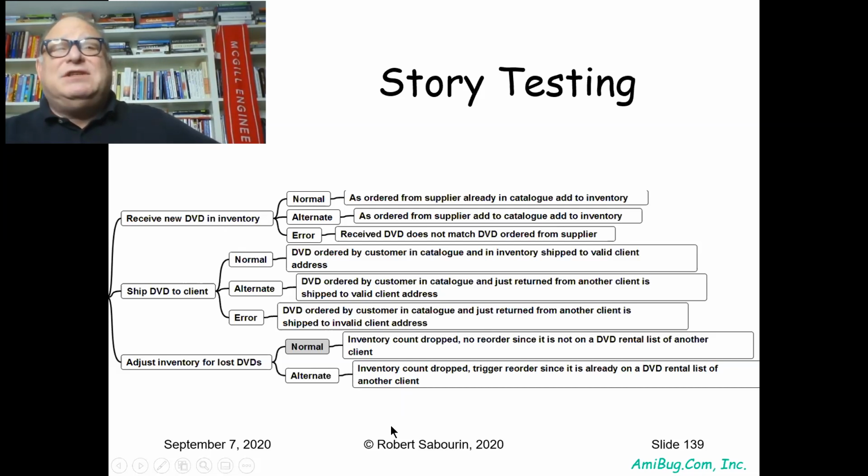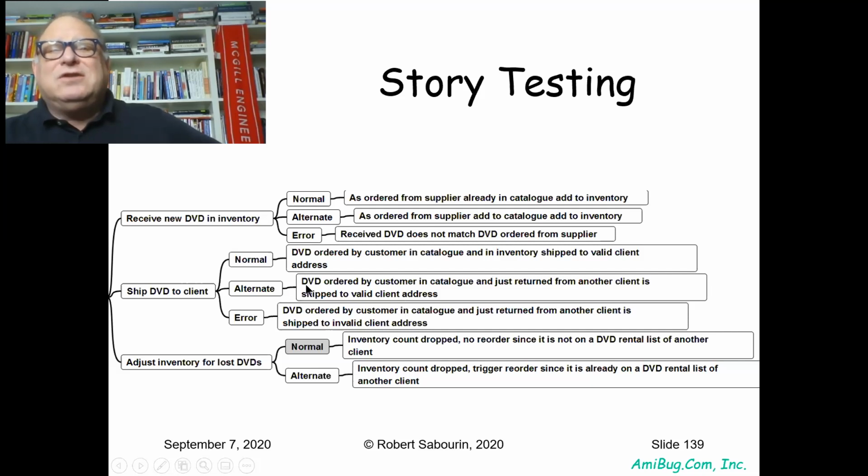Let's see, receiving a DVD in inventory. So the normal flow, we grab it from the supplier, it's already in the catalog, we add it to inventory. Alternate, we have to add it to both the catalog and to inventory. Error, it doesn't match something and we can't put it anywhere because it's not in either our catalog or inventory, they sent us the wrong DVD.